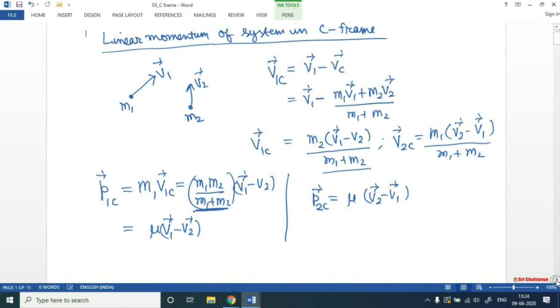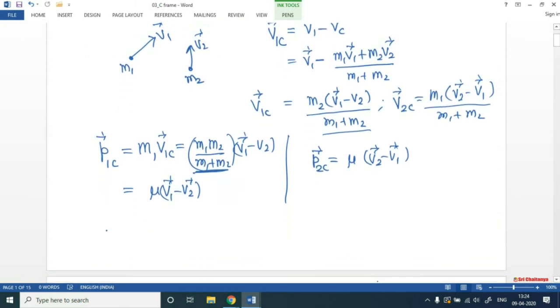Okay. The things to notice here: first of all, we can see that P1C, the linear momentum of 1 with respect to C, is equal and opposite to the linear momentum of 2 with respect to C. Another thing you should notice is that the magnitude of P1C is the same as the magnitude of P2C. In simple language, we can write that as mu times v relative. V relative is basically the relative velocity of either 2 with respect to 1 or 1 with respect to 2, v2 minus v1 or v1 minus v2.